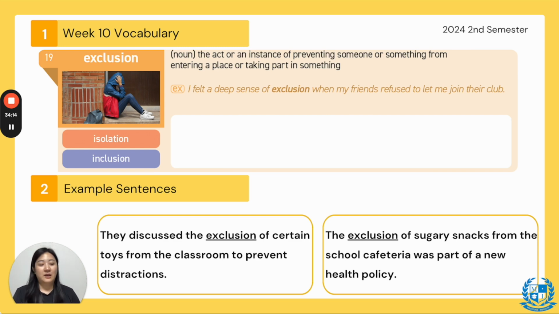Yes. If you've been in my class on market days at M.I, I tell everyone, okay, let's have an exclusion of the toys. Everyone, please put your toys in your backpack and do not take it out because I do not want to see it. It should not be a distraction. Next one, it says the exclusion of sugary snacks from the school cafeteria was part of a new health policy. So they're trying to get rid of high sugary things. No donuts, no cookies. Yikes. No chocolate milk.